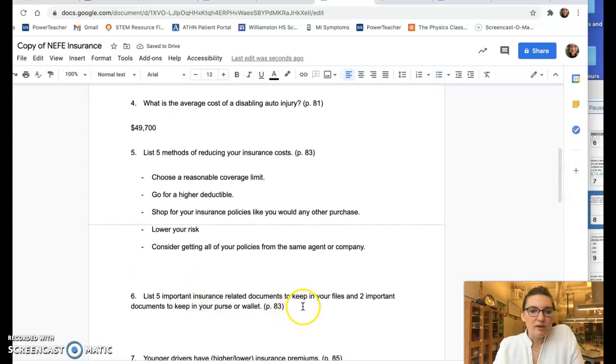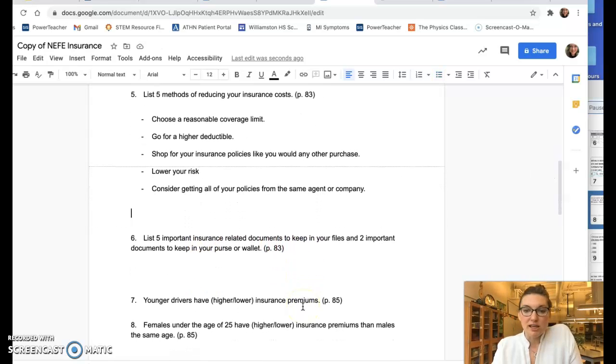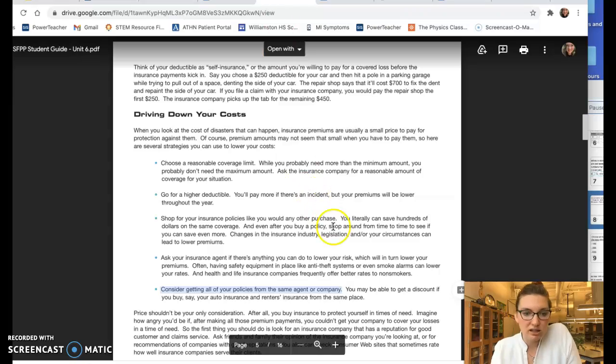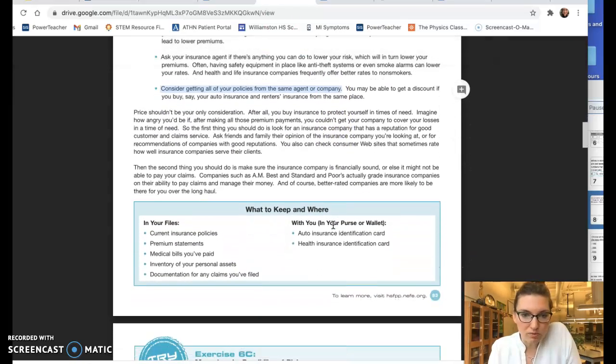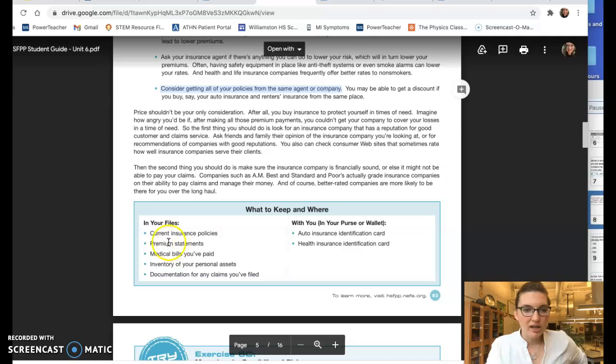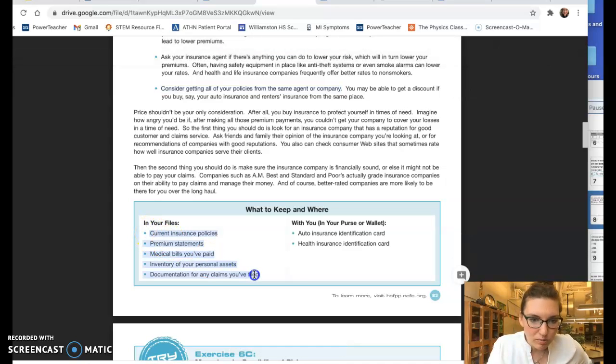So list 5 important insurance-related documents to keep in your files and 2 important documents to keep in your purse or wallet, page 83. All right, so I'm looking for what to keep and where. All right, check this out. Watch this. Blue. Okay, so in your files, we're going to need current insurance policies. So like I always keep my auto insurance in my car. I can access it on my phone really easily also. Premium statements tells how much I pay. It's good to have that kind of financial documentation around.